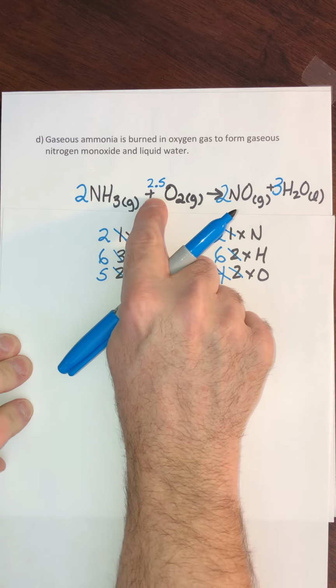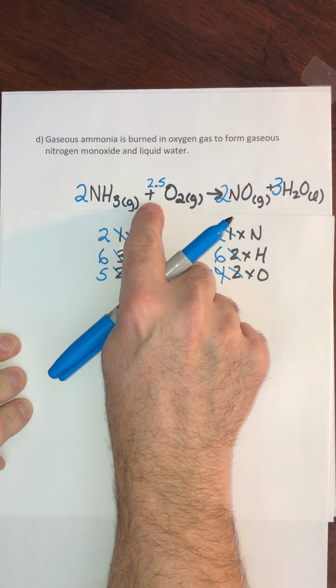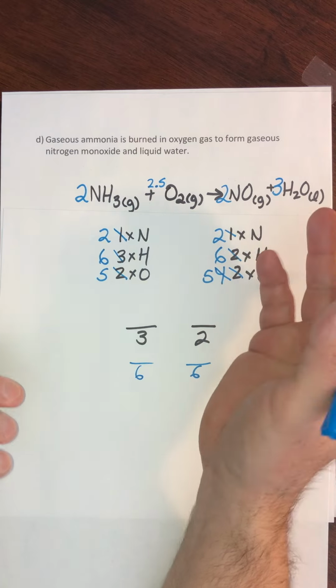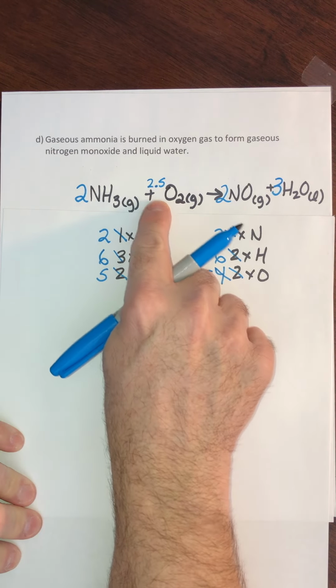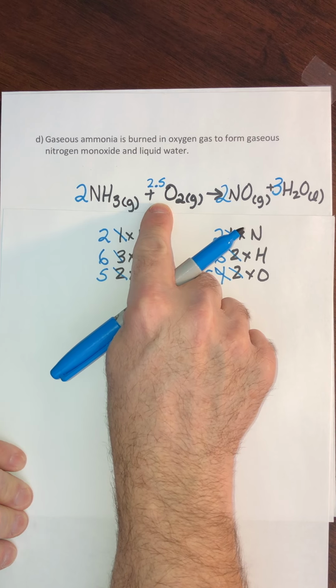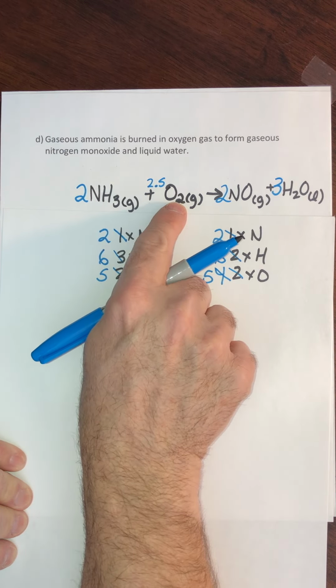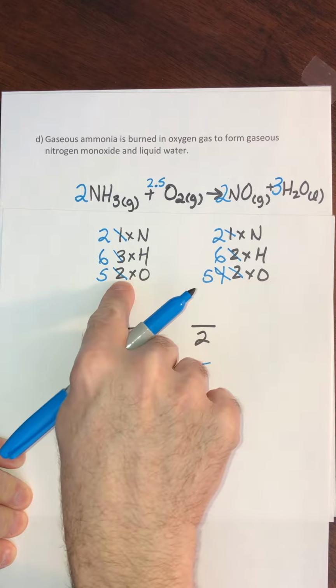Oxygen often, in order to balance something, you'll end up going with like a 0.5. So 1.5, 2.5, 3.5, and you get a decimal coefficient. But now I have 2.5 times 2 is 5 oxygens on both sides. So we're balanced.